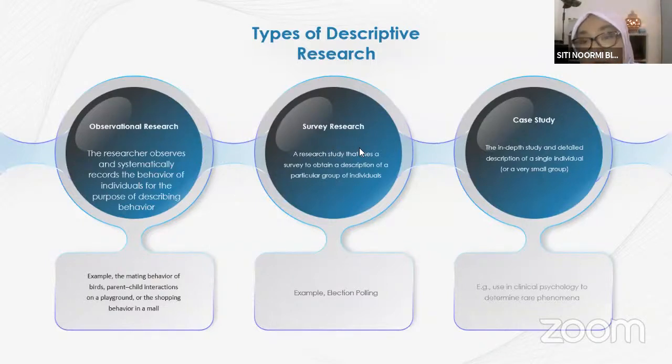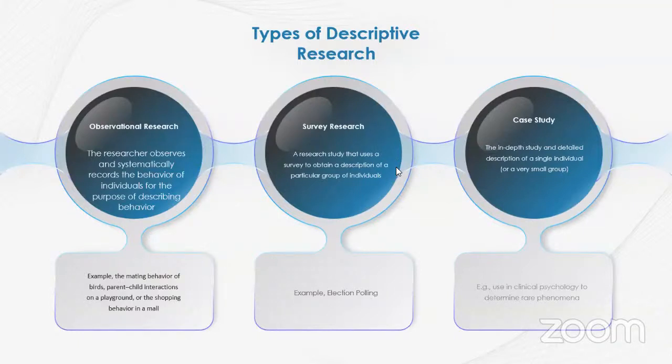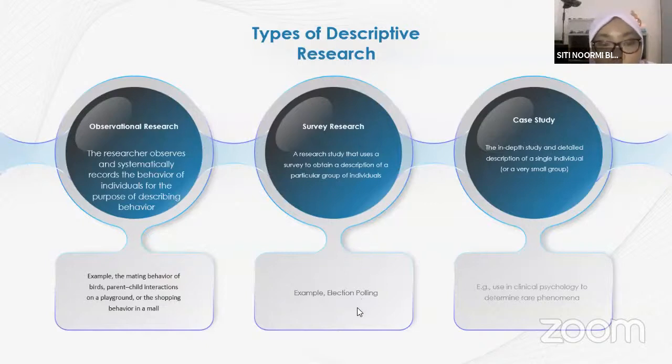The second one is survey research. Survey research is a research study that uses a survey to obtain a description of a particular group of individuals. By the way, before I forget, for observational research there is a continuum or a debate about whether it should be located under non-experimental research or experimental research. Sometimes it is also used as a data collection procedure under qualitative research. Later on we will discuss observational research in detail.